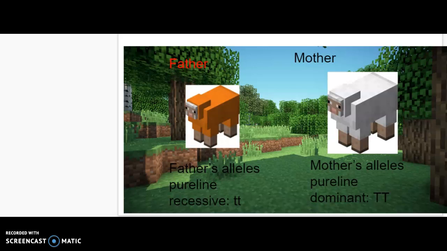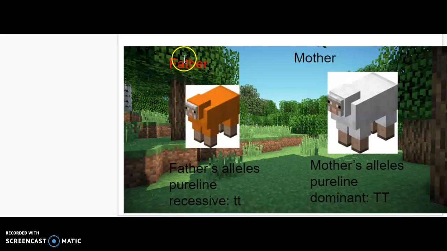So today we're going to learn about Punnett squares, okay? We're going to start off by talking about alleles. The certain trait we're going to talk about is wool color. So I have an orange wool and a white wool, and our white wool is going to be dominant over the orange wool, okay?